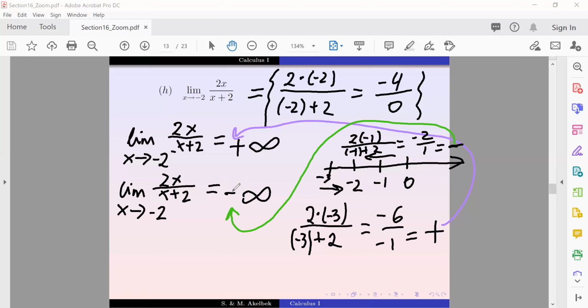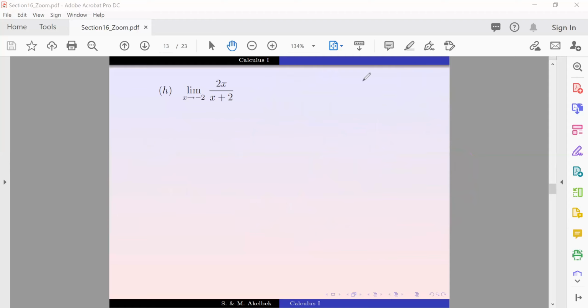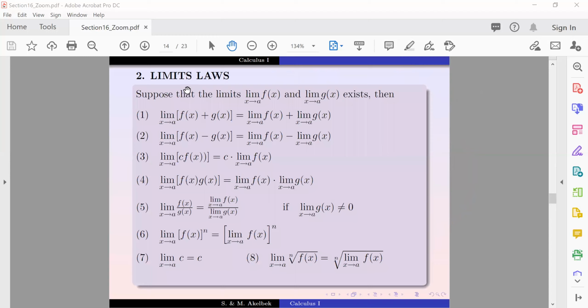And if we want, of course, we can say that this limit does not exist because the left side limit is not the same as the right side limit. Please make sure you practice with those ones. Next, we have limit laws that we will discuss.